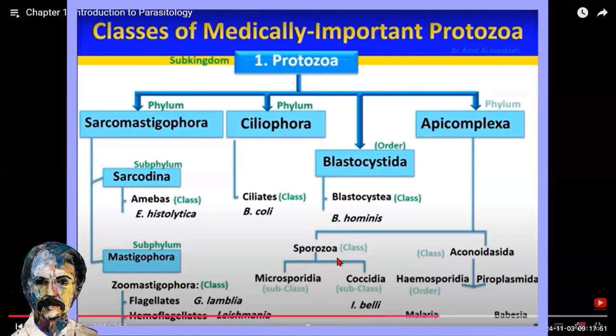The other one, Sporozoa, Microsporidia, we will not talk about. But Coccidia, we'll talk about a few of them: Isospora belli, Toxoplasma, and Cryptosporidium. All of these are coccidians. This taxonomy is very important for you to know where you are so that you don't get lost. There is another classification, which I personally made, that depends on the site of infection. We'll talk about this next lecture.